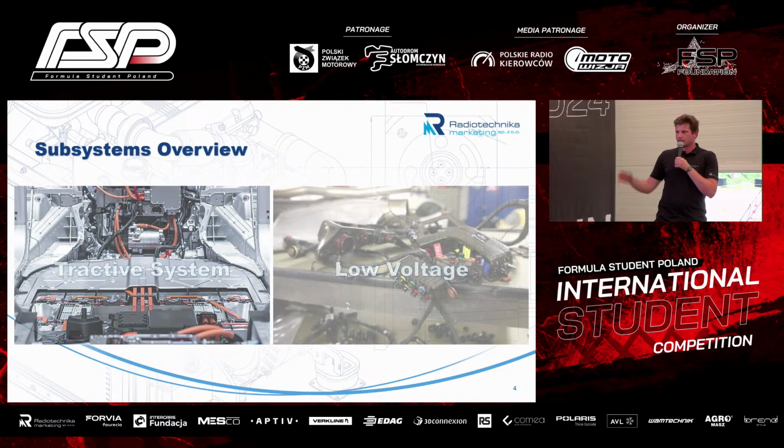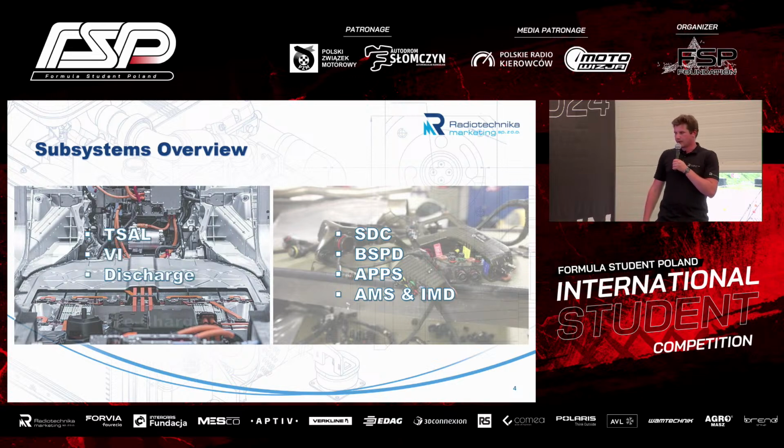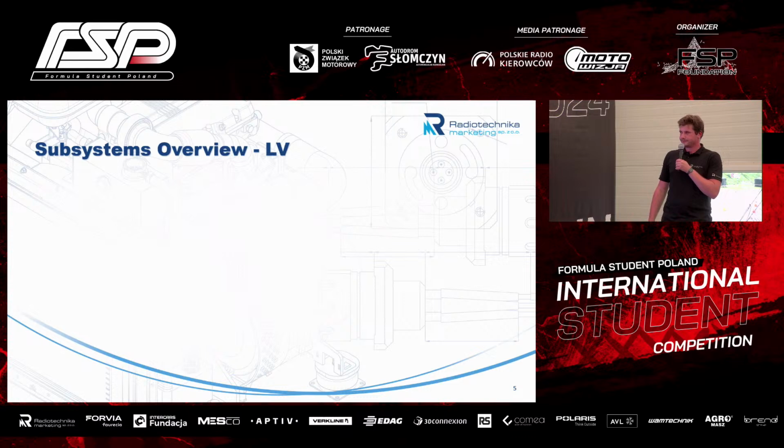Let's delve further into the subsystems we'll discuss today. I split them into two categories, basically. One is the low voltage part of the system, which also influences the car, and the other is the tractive system part of the car. On the low voltage side, we have the shutdown circuit, BSPD, APPS, AMS and IMD. On the high voltage side, we have TSAL logic, the voltage indicator, and the discharge and pre-charge modules. Let's start with the low voltage part of the car.